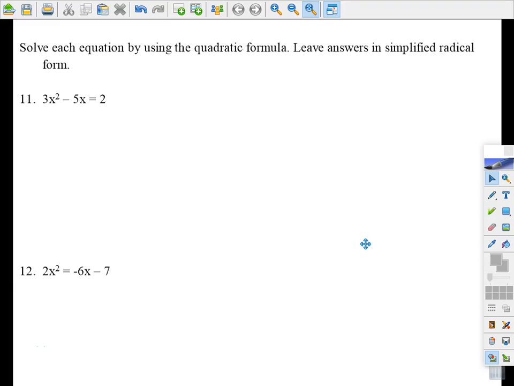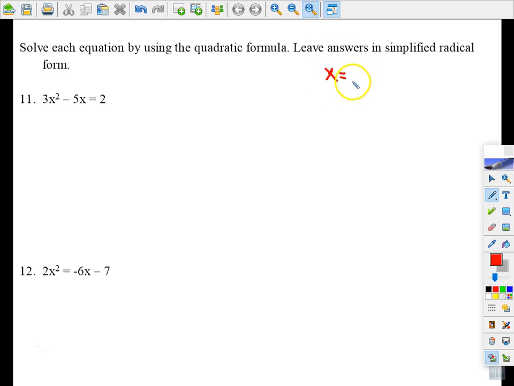On our Chapter 5 test review sheet, these two problems, 11 and 12, require solving by using the quadratic formula. So I just wanted to go through these with you. You definitely need to know the formula before the test, so make sure that if you don't have it committed to memory, work on that before you come in to take the test.